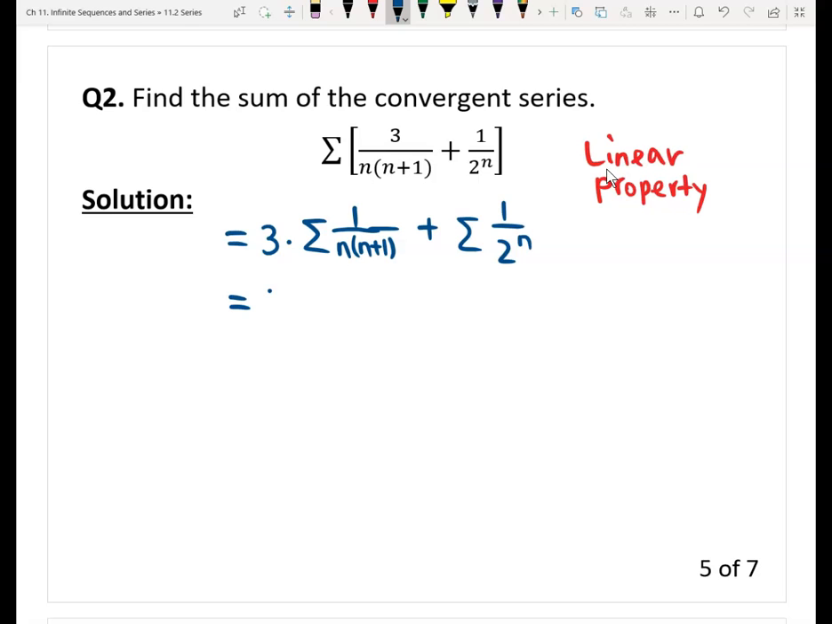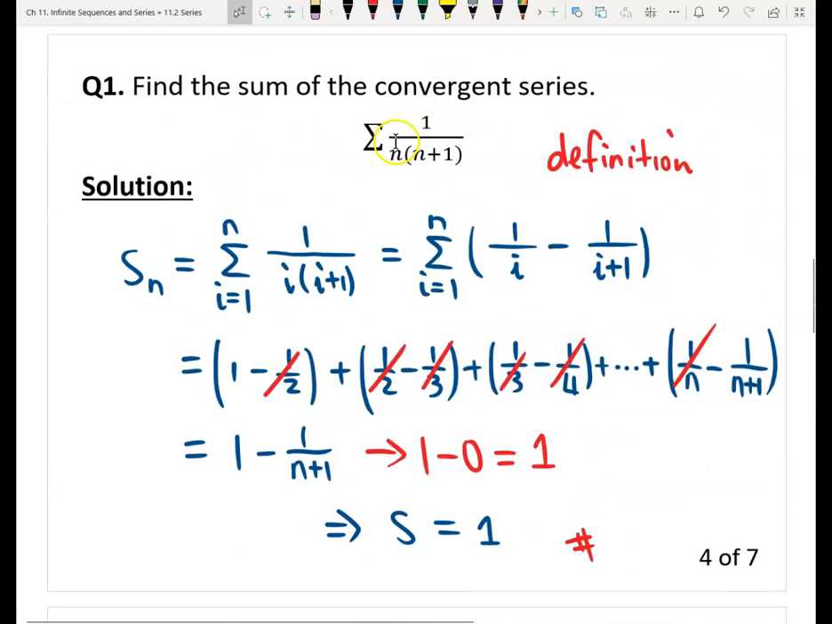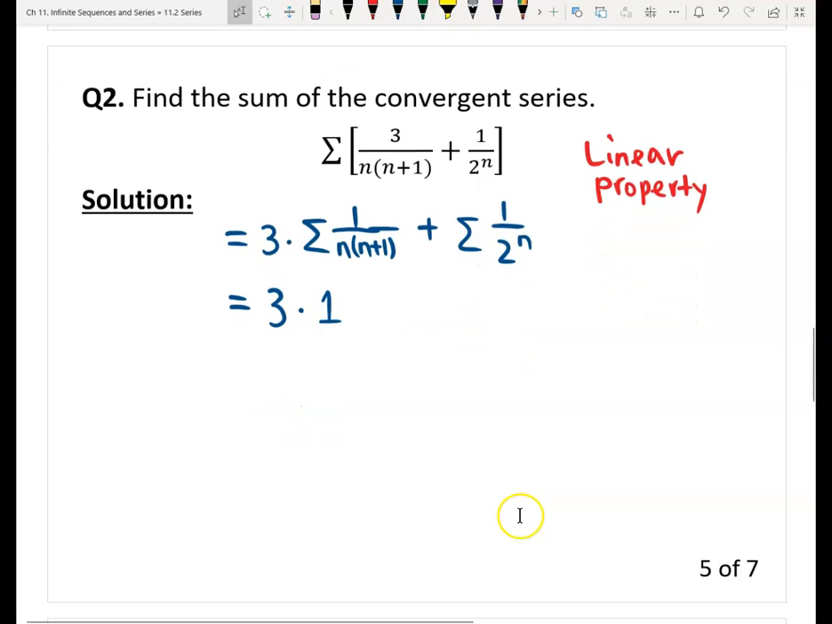Okay, so the first, I say this equals 1. Why? Because we just did it. Can we go back to question 1? See, 1 over n times n plus 1. We just use the definition. We get that the sum is 1, right? So we can directly use it. I highlighted this equals 1 because this is the result from question 1 we just did. Okay, we do not need to repeat.